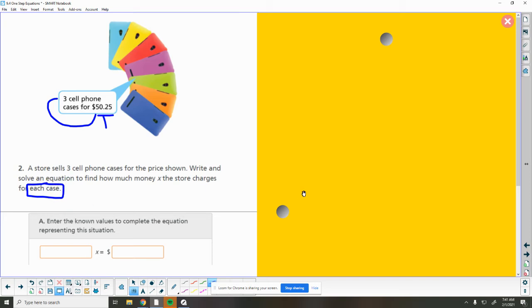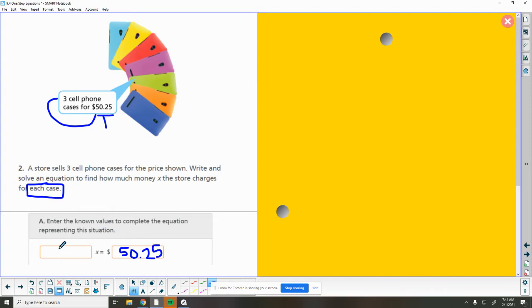Just like before on task 1, there were several different equations we could use. So this one is asking us to use this particular situation. So something times X equals something. We're doing something here and it's got to equal the total. Well, we know the total is $50.25.